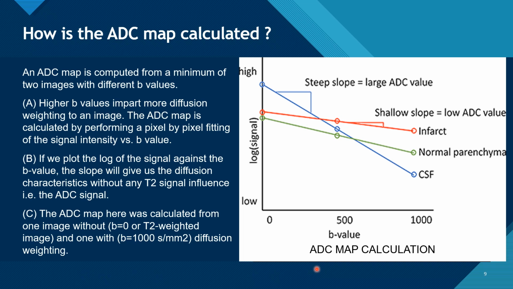Here, as we said in our example, the ADC map was calculated from a low B value image, which was the B0 or the T2 weighted image, and another higher B value, which was the B1000 diffusion weighting. We can use this either with another value in the middle, such as B500, or just using the 0 and the 1000 to calculate the slope of this curve. And the slope of this curve represents our ADC value.